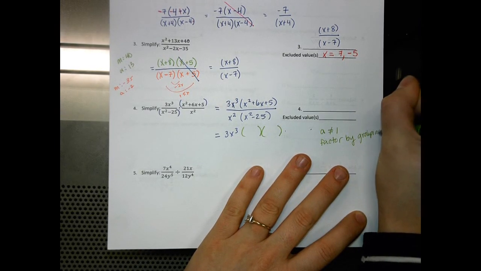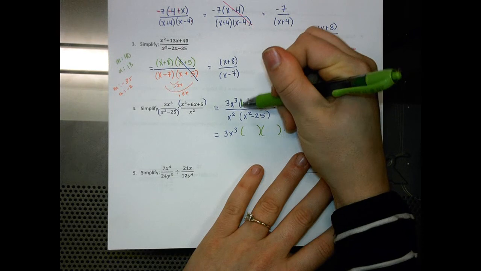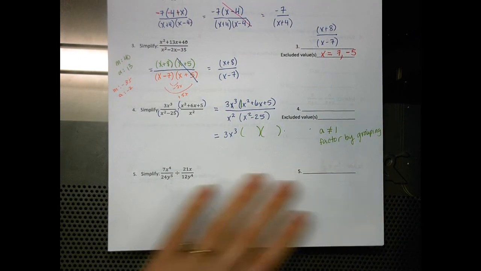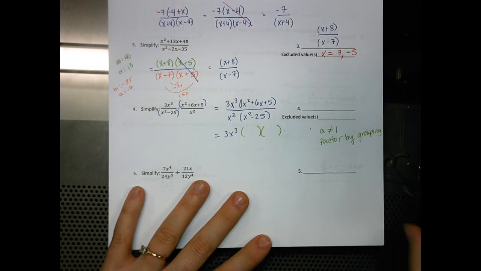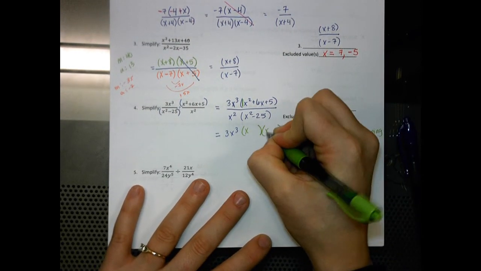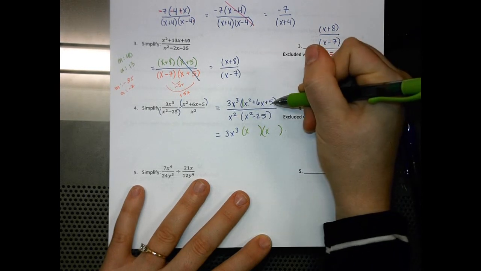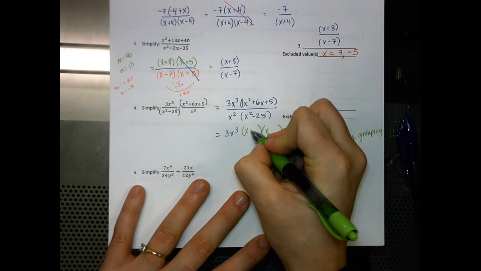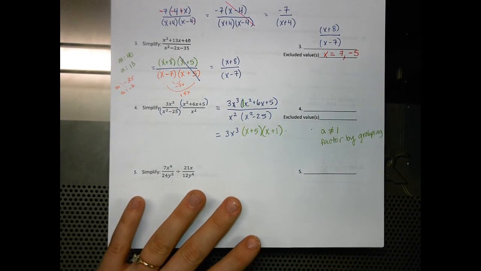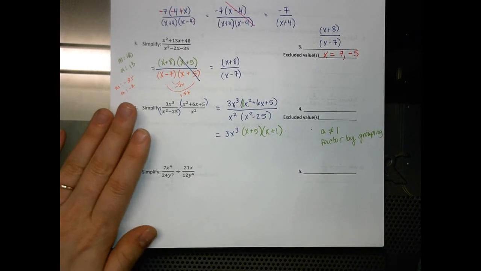But this one does have an a value of 1, meaning in front of the x squared, that's a 1. So we don't need to factor by grouping, we can just factor by guess and check. So x times x is x squared. What multiplies to 5 and adds to 6? 5 and 1. 5 times 1 is 5. 5 plus 1 is 6.